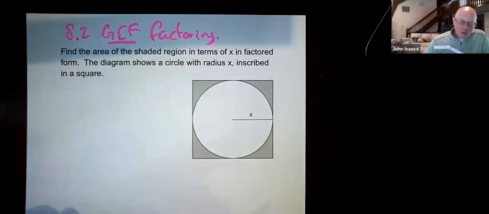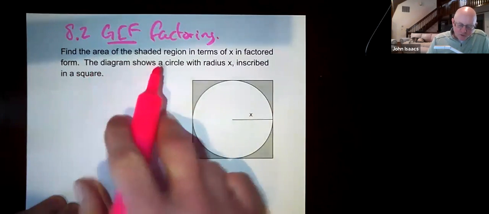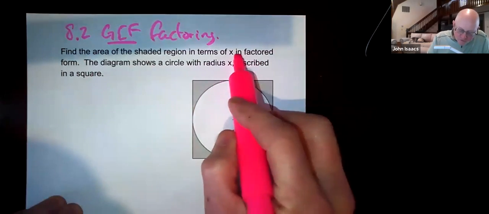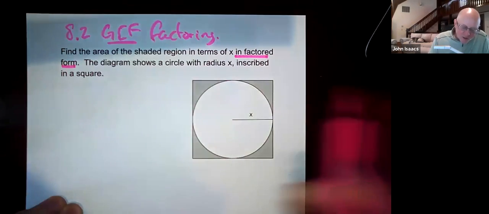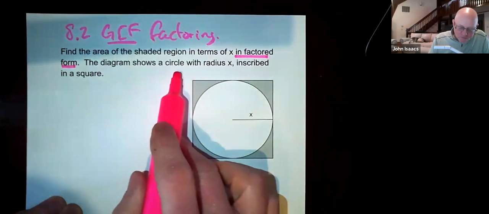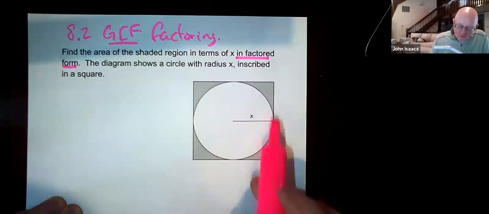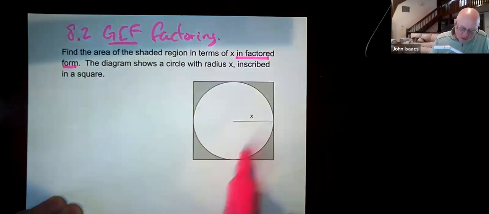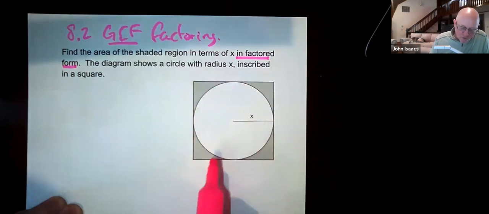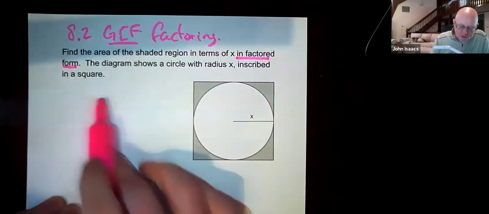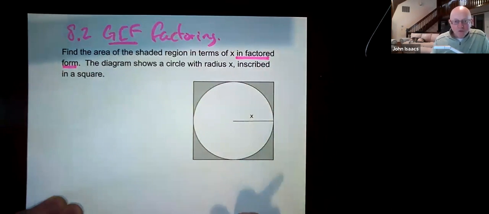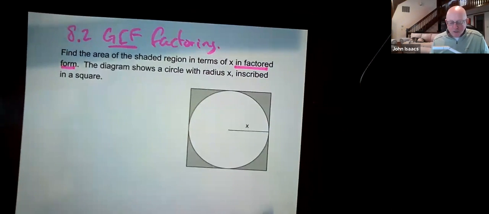It says find the area of the shaded region, so these corners basically, in terms of x in factored form. The diagram shows a circle with a radius x inscribed. That means it fits perfectly inside. It touches at all these 4 points in a square, inscribed in a square. Okay, so try to do this problem on your own, pause the video, and come back to it and see what I do with it.